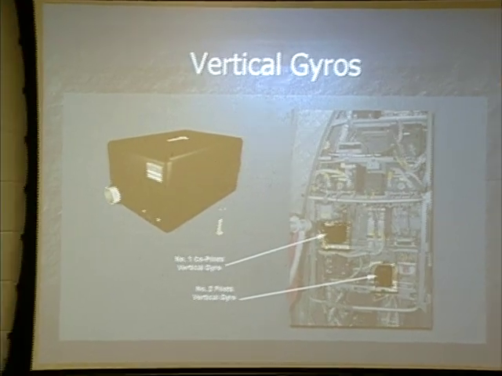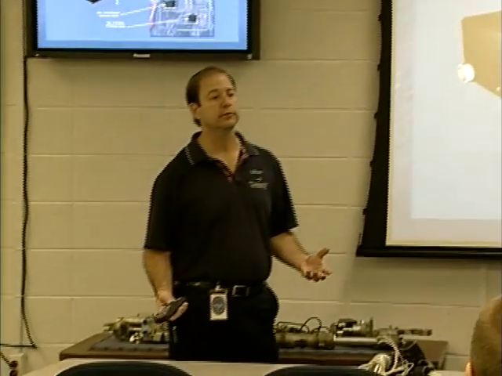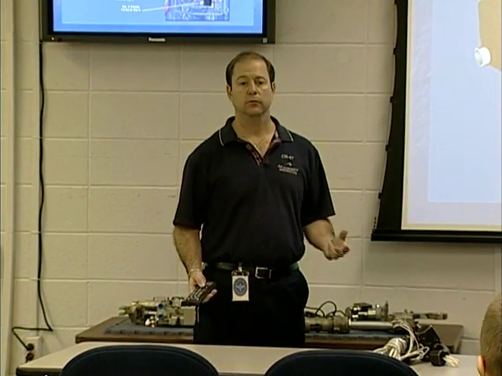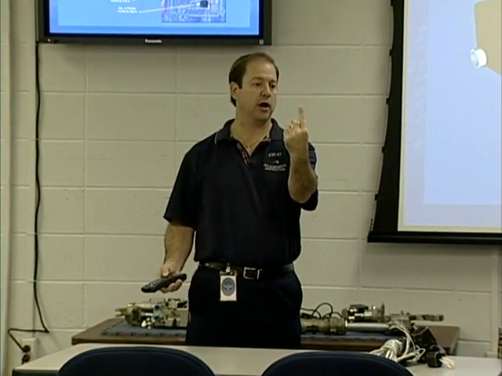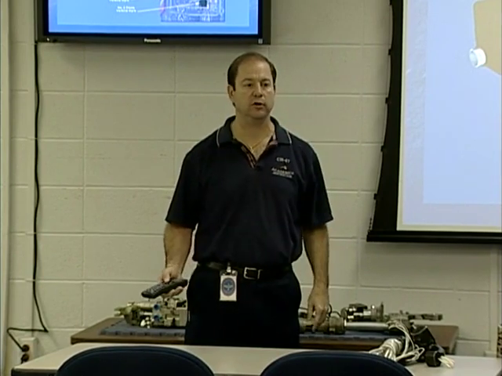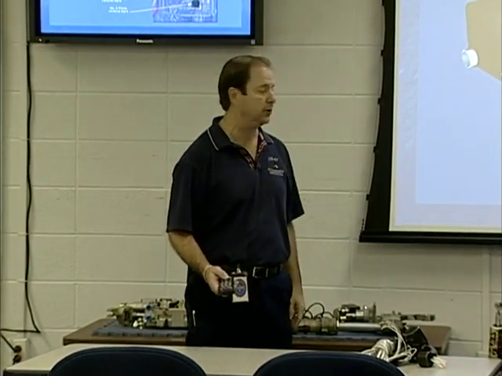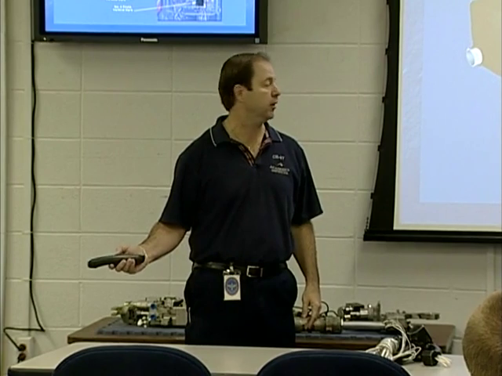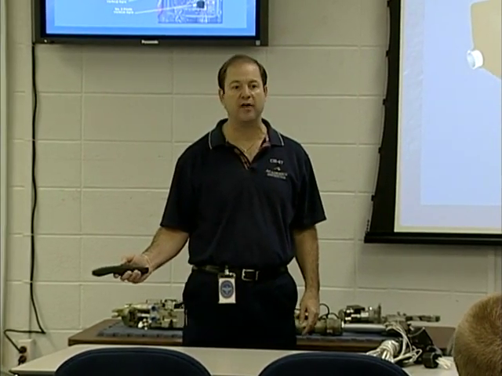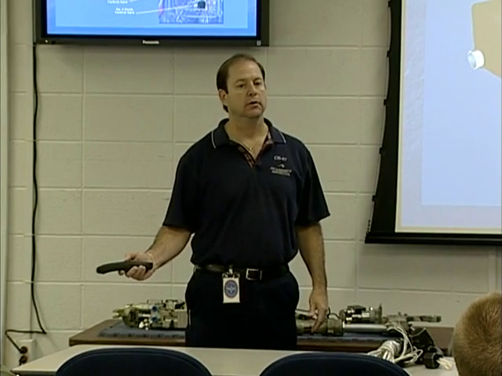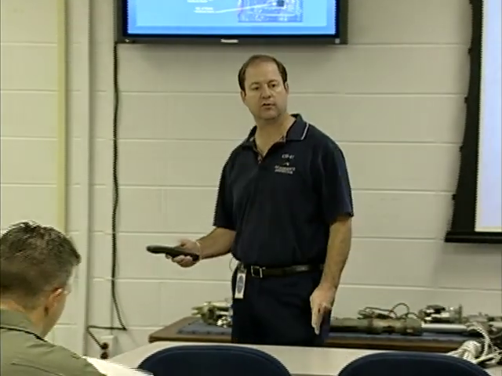But keep in mind, how many vertical gyros do we have? We have two. The left vertical gyro signal, top vertical gyro signal, is going to go to the number one AFCS computer. Bottom vertical gyro, right vertical gyro is going to go to the number two AFCS computer, as well as the left one's going to which indicating system up in the cockpit?